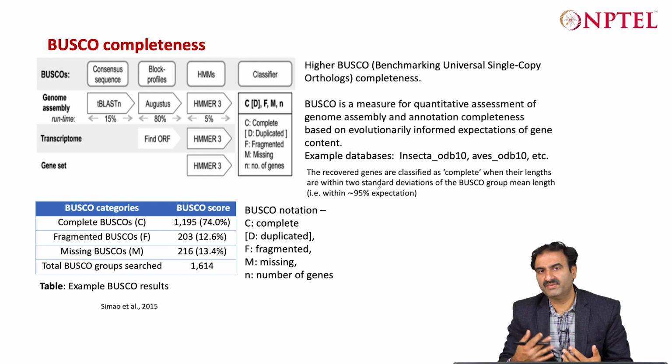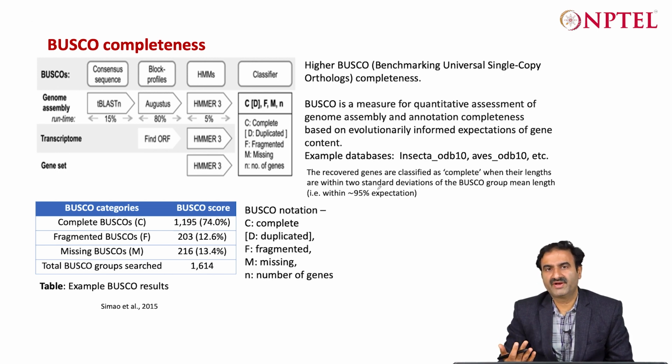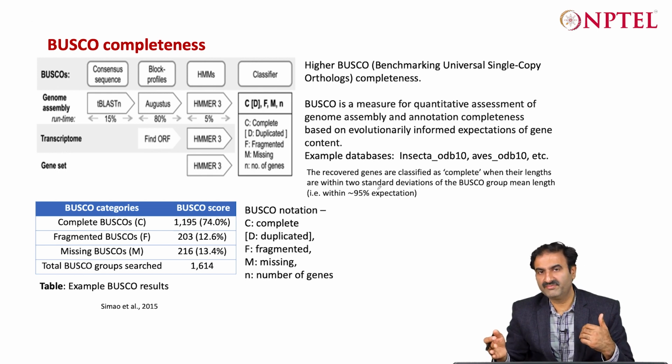that will tell something about how good your assembly is, because if your assembly is very good, you should have all of these marker genes, or single-copy orthologous genes, and if those genes are also present fully, not fragmented, that will tell you the assembly is of very, very good quality.